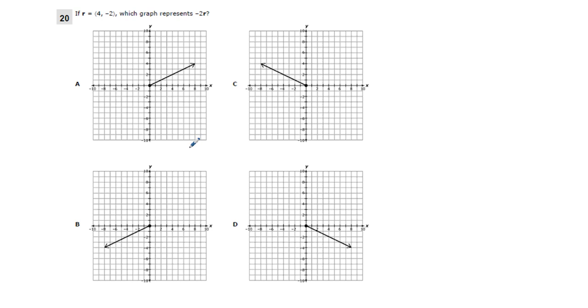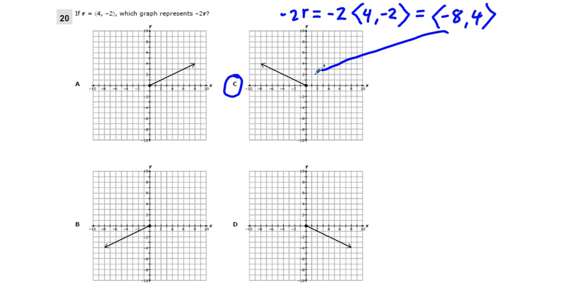20. If r equals negative 4 comma negative 2, the vector, which graph represents negative 2r? So negative 2r is going to be equal to negative 2 times negative 4 comma negative 2, which is going to be equal, distributing, negative 2 times negative 4 is going to be negative 8, and then negative 2 times negative 2 is going to be 4. So we want that vector, negative 8 comma 4. That's going to be negative 8, negative to the left, right. So that's going to be answer choice C, negative 8 comma 4, right here. There it is.